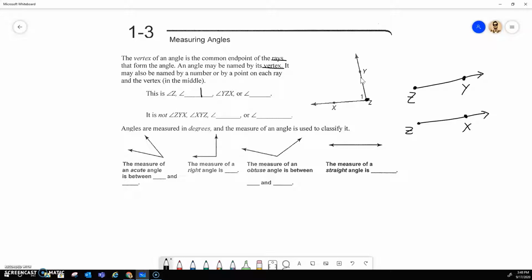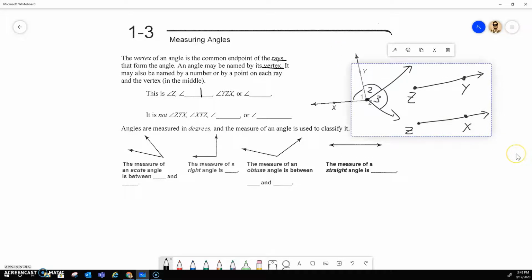And that's only really important when we have multiple angles coming off of that vertex. You would see a diagram with something like maybe angle 1, 2, and 3. And then just to differentiate between these different angles, you would name the angle by the number.